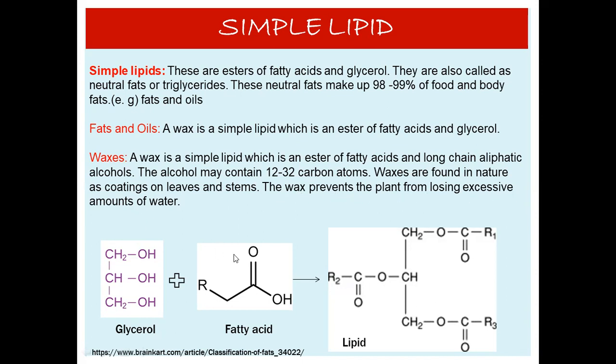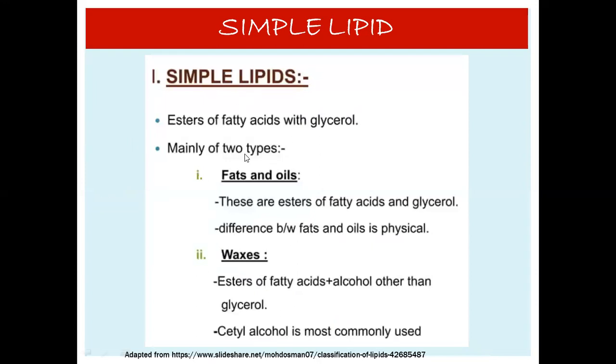Okay, waxes are found in nature as coatings on leaves and stems, and the wax prevents the plant from losing excessive amounts of water. Again, a summary slide for the simple lipids. Simple lipid is an ester of fatty acids and glycerol. Mainly it may be two types, fats and oils and waxes. Fats and oils contain the ester of fatty acids and glycerol, and wax contains ester of fatty acids with alcohol other than glycerol. Commonly, cetyl alcohol is used, which you can find in waxes.